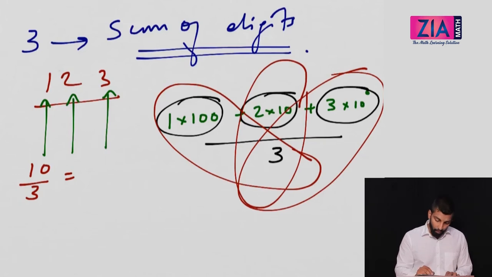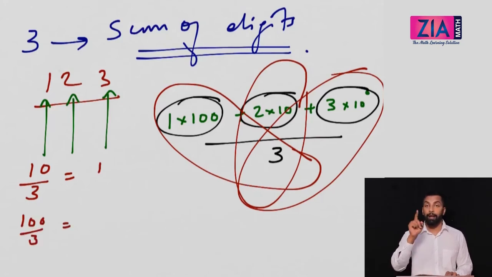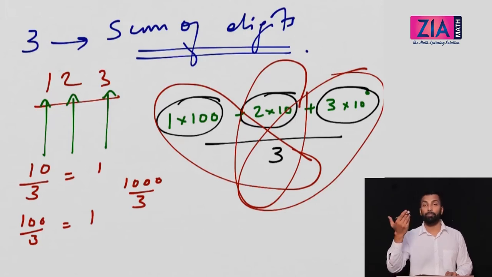10 by 3 is remainder 1. If you divide the next power of 10, that is 10 square, that is 100, by 3, what is the remainder? Remainder is 1 because 99 is a multiple of 3. Now, if you divide 1000 by 3, that is the next power of 10, 10 raised to 3, you will get remainder 1 again. Why? Because 999 is a multiple of 3.